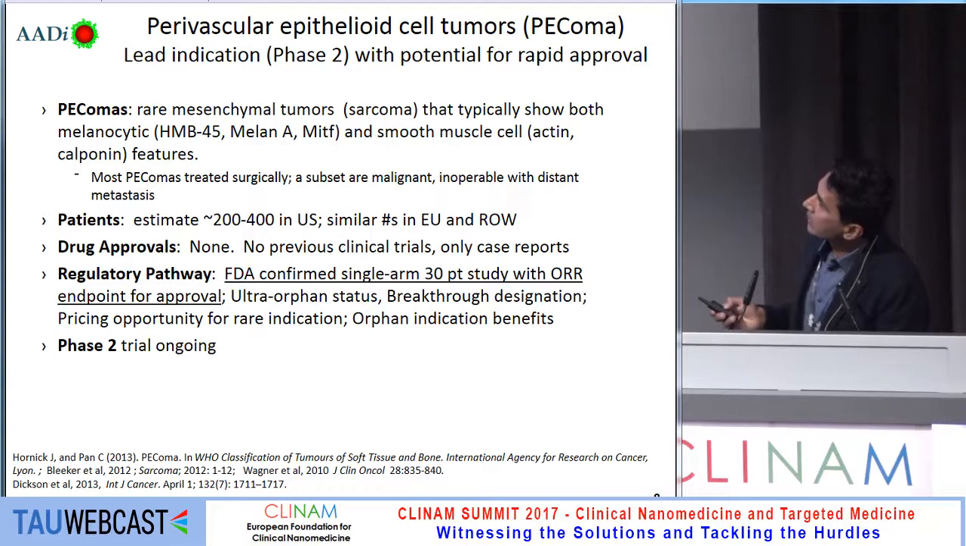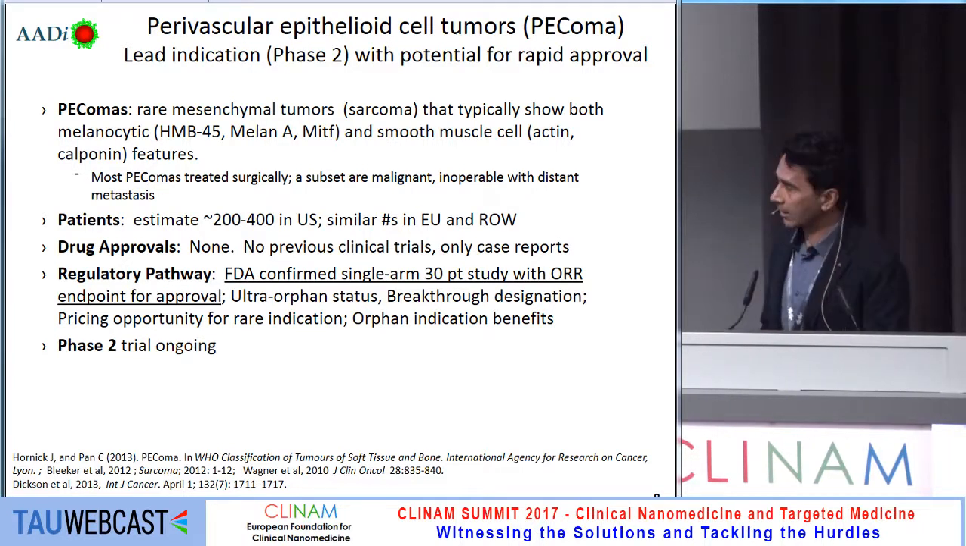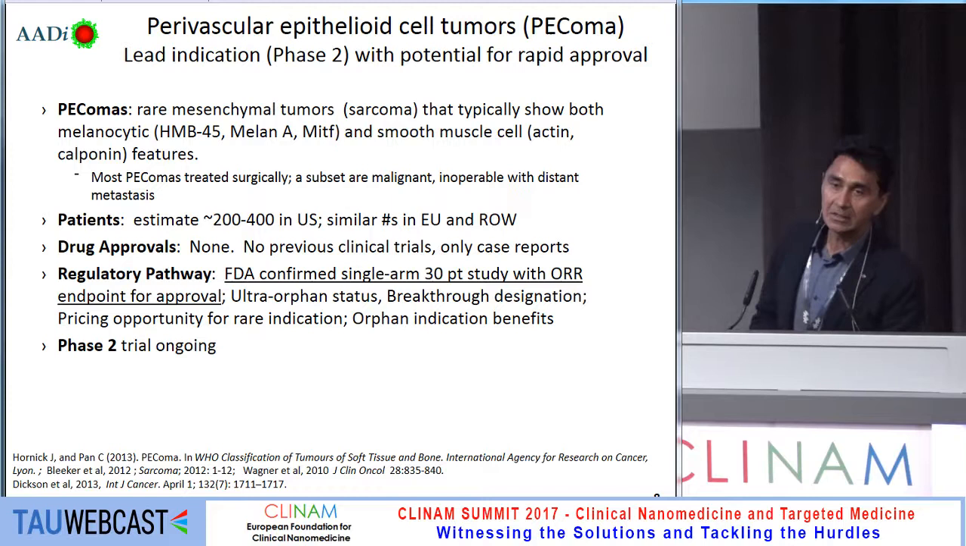And so, like I mentioned, the PEComas are these mesenchymal tumors which have these unique features. No prior approvals, which is an important factor. And we talked to the FDA about this, and they agreed with our strategy. So we've gone ahead and initiated that phase 2 trial. So it's in process right now, and so I can't share any clinical data about that, but we're excited about the outcomes. And hopefully 2018, we'll have some clinical data to share. So that's one of our primary studies.